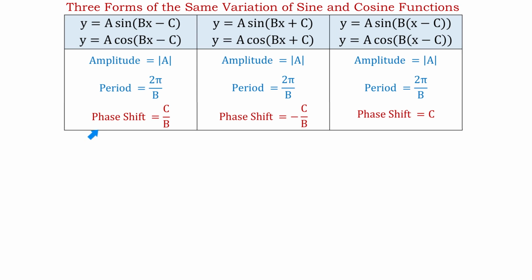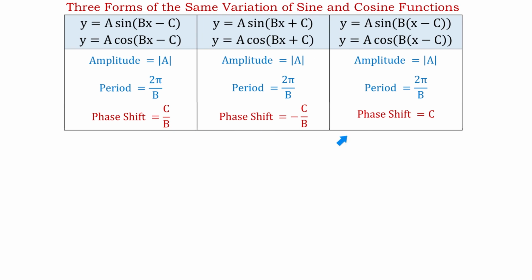Now let's talk about the phase shift. This is a point where the cycle will start. Notice that depending on the form, the formula for the phase shift is different. For these forms, the phase shift is equal to c over b. For these forms, the phase shift is negative c over b, and for these forms, the phase shift is just c. Now I will show you an example and I will write it in all three forms, then we will find the phase shift.